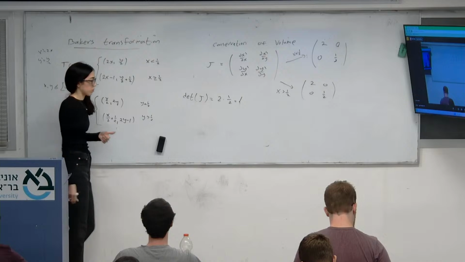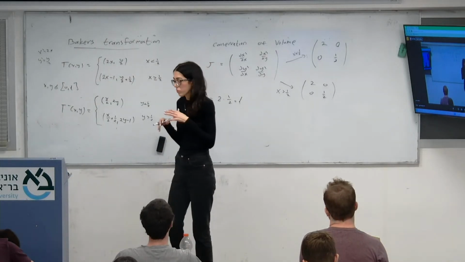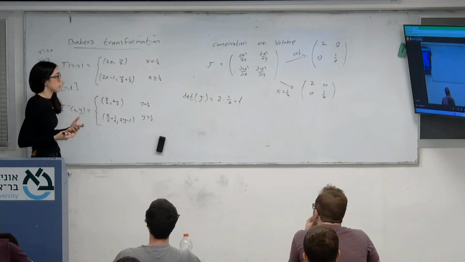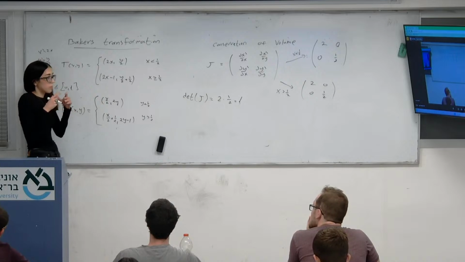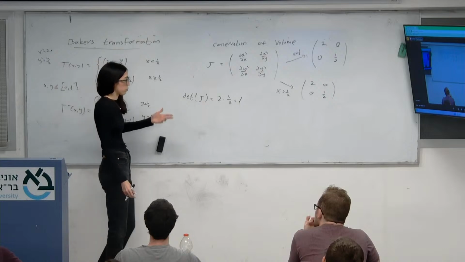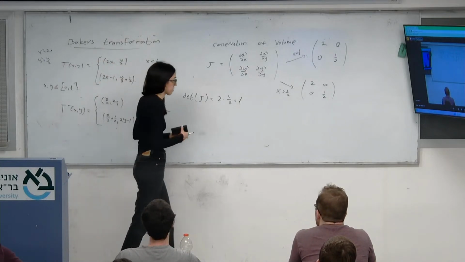So the last thing we want to do is, because we talked about mixing, if we start with some initial probability density in phase space, what's going to happen to it when it goes to infinity? So after we apply the transformation again and again and again.